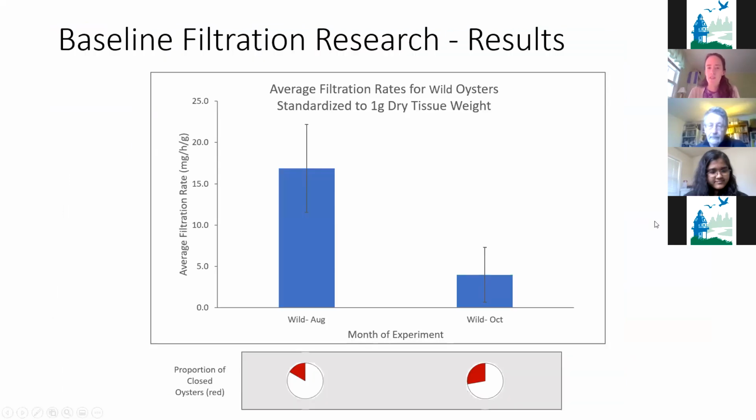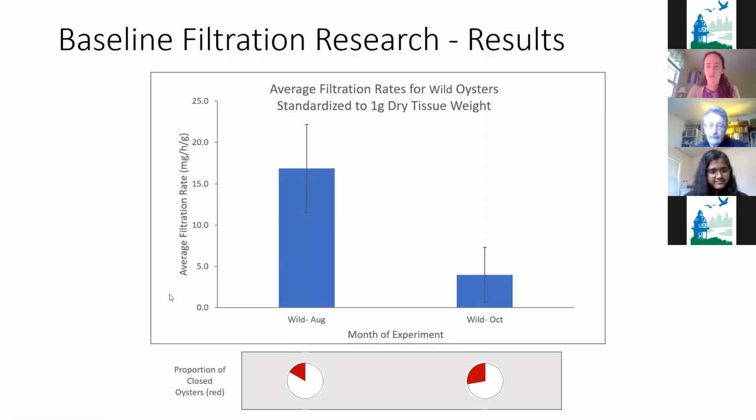So to orient us, this figure shows the results of 2 experiments done on the wild oysters in 2020. The x-axis is the month the experiment was conducted, and the y-axis is the average of all the individual oyster filtration rates. We have also standardized each filtration rate to 1 gram of the oyster's dry tissue weight to account for the impacts of oyster size on filtration. Below this main figure, we have pie charts to show the proportion of oysters that were closed during the experiment and thus were unable to collect filtration data on.